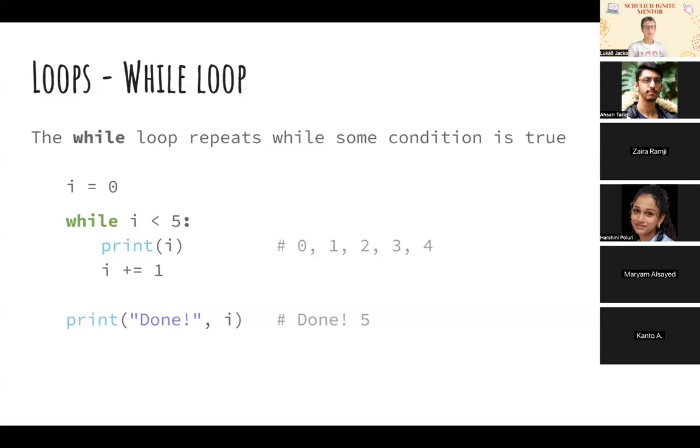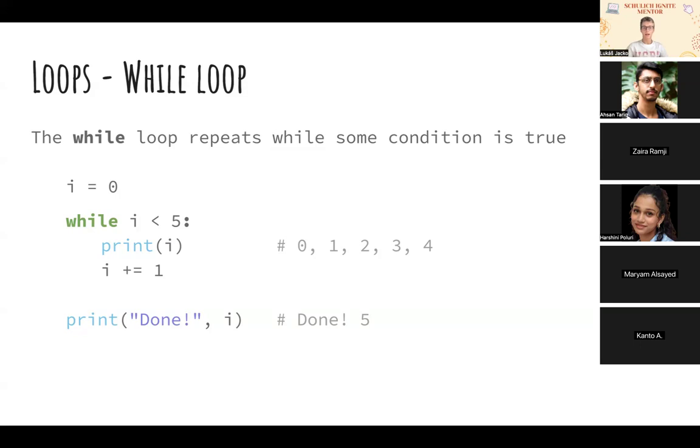Then we have while loops. While loops are kind of similar to for loops, but instead of having a strict condition or strict iterator in the condition, we declare some variable that will be used as our control variable.